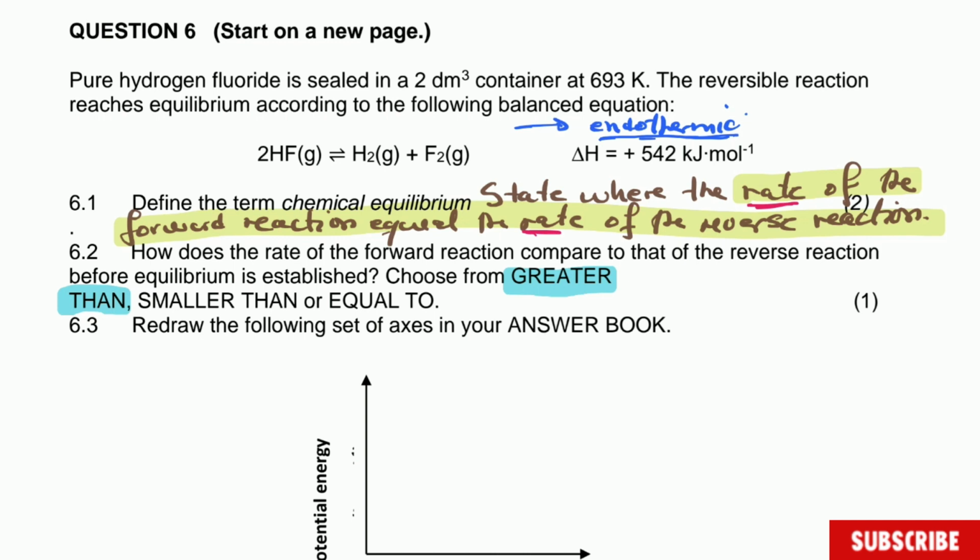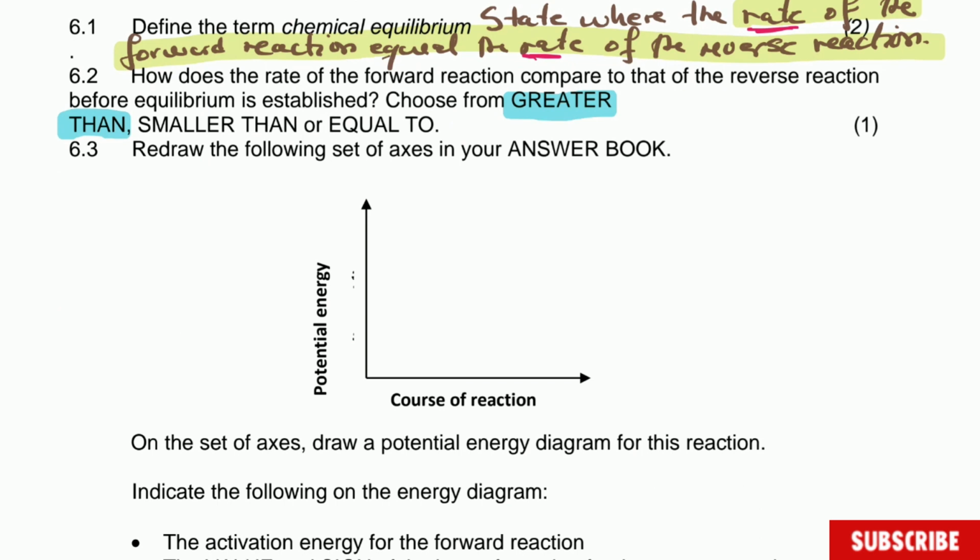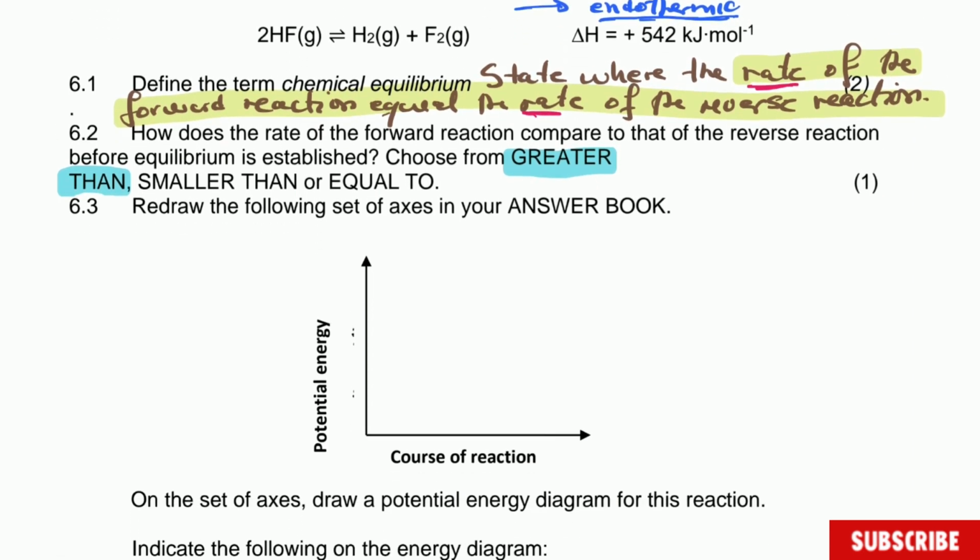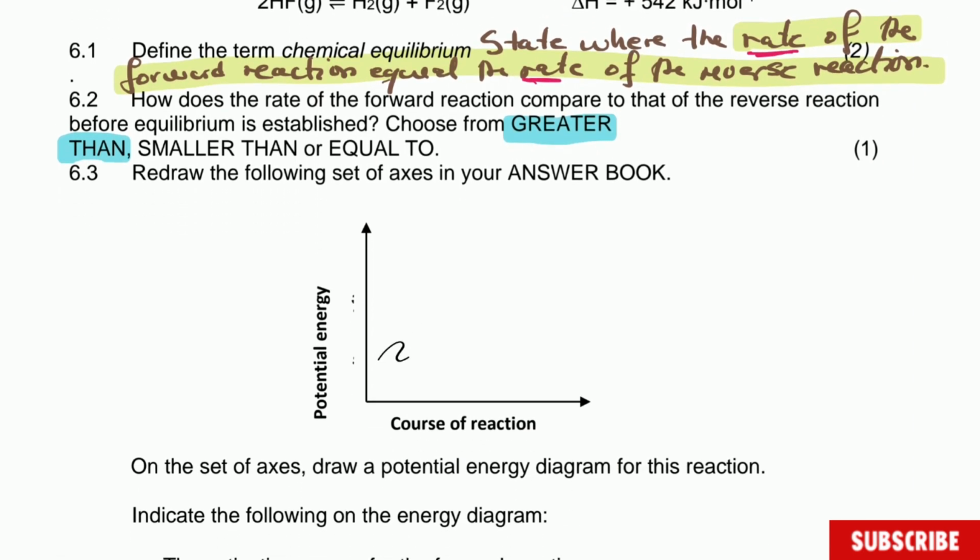Redraw the following set of axes in your answer book. On the same set of axes, draw the potential energy diagram for this reaction. We said previously that the reaction is endothermic, guys, and you know the endothermic reaction, you start at the bottom with some energy, you go all the way up to activation energy, and then that will be the graph they want there. So this is the graph.